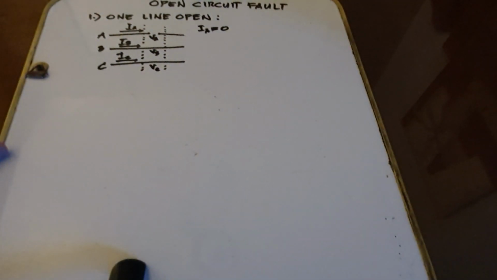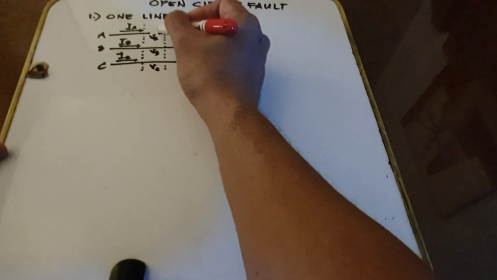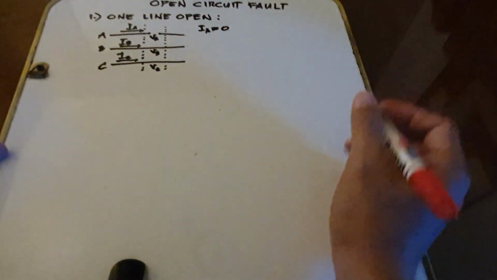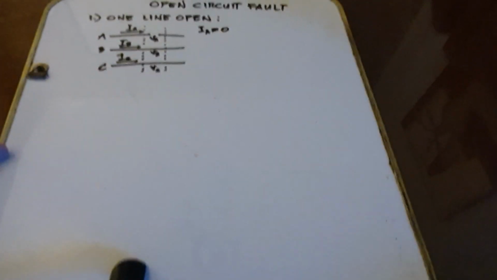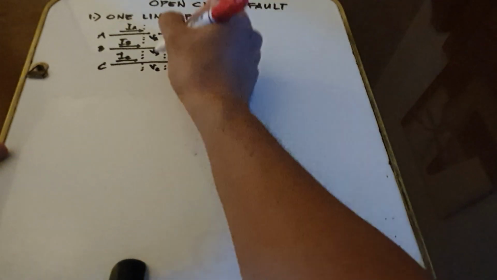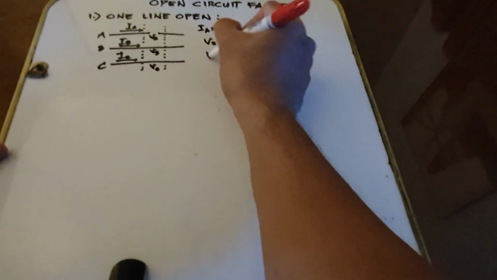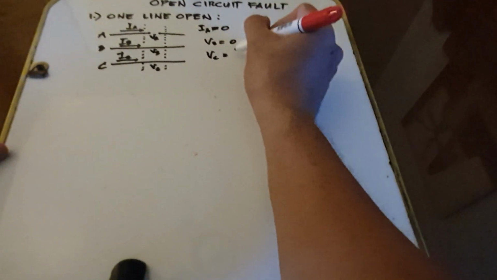Now here VA, since this is an open, there is a voltage across this open circuit. So this is called the series voltage. So there is a voltage, but VB, since this is not the faulted phase, VB is equal to 0. VC also is equal to 0.